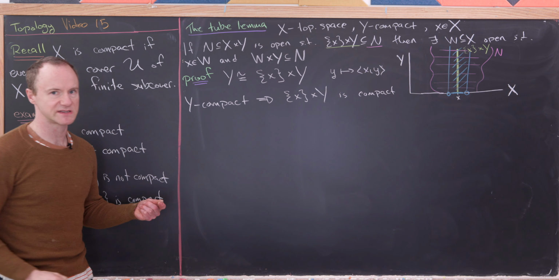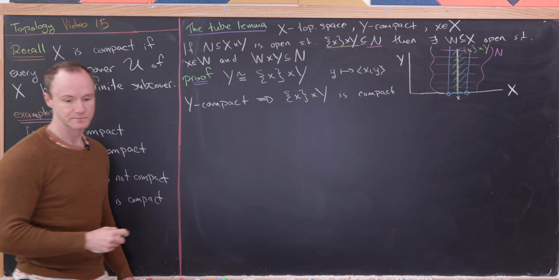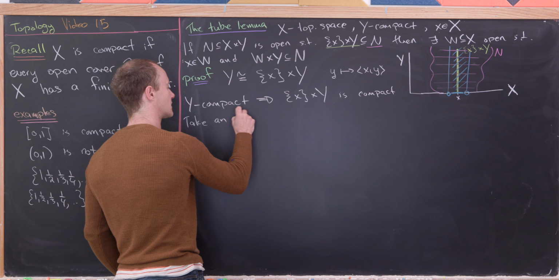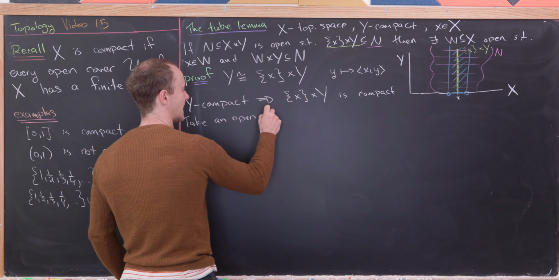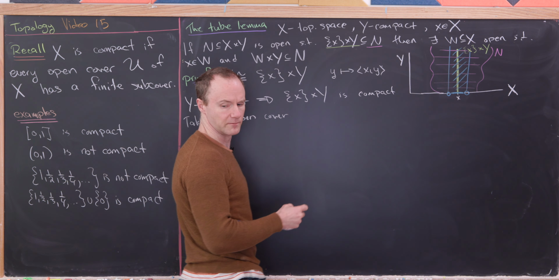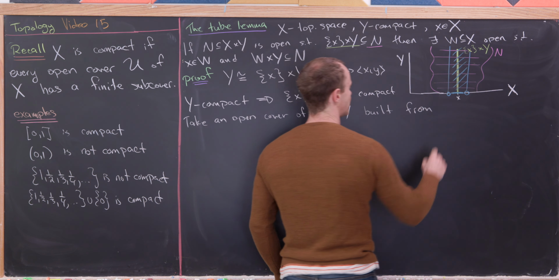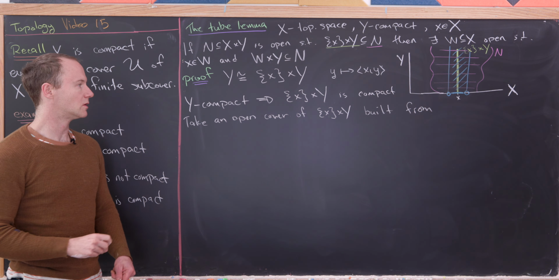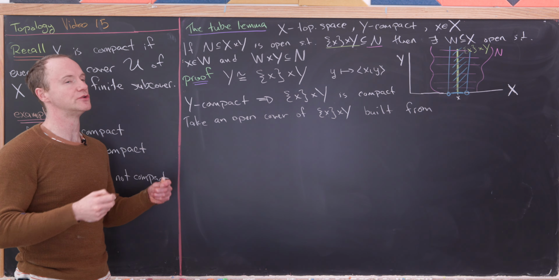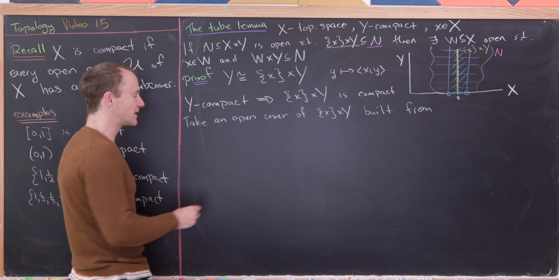Well, it's a continuous image of a compact space, so it's got to be compact. Okay, so next up, let's take an open cover of this set. So let's say that open cover is built from things that look like this. We're not going to take an arbitrary open cover. We're going to take a special open cover and then use compactness to take a finite subcover. So our open cover looks like this.